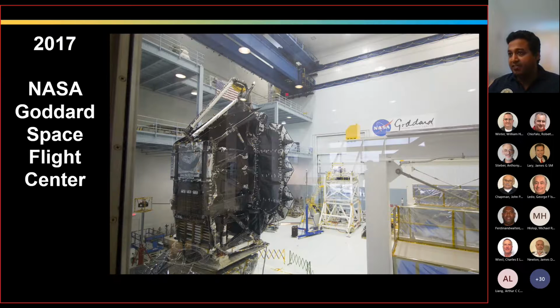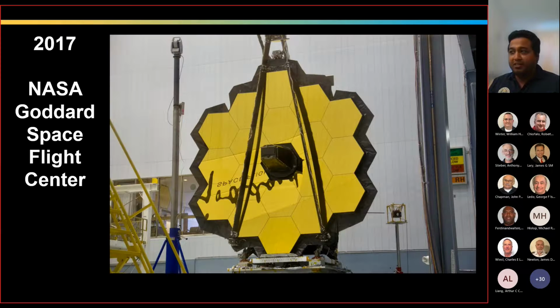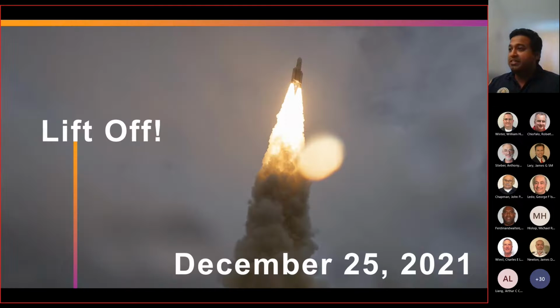And this is in 2017 again. Things are beginning to take shape. In terms of the Webb telescope, the main element is going to be the primary mirror. You can see the coating of gold and the mirror looking in better shape in 2017. Another close-up shot. So this was years in the making, right?